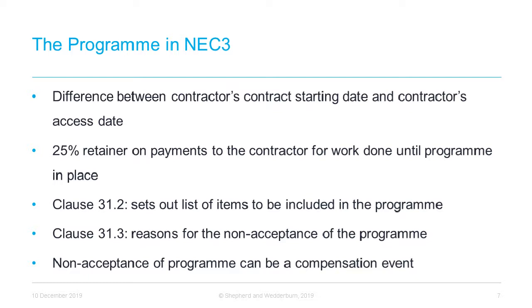This program and all subsequent programs need to be relatively sophisticated. Clause 31.2 sets out a specific and detailed list of the items that must be built into the program, which include the start date, access date and planned completion date, the order and timing of the operations of the contractor and employer, details of the resources and equipment to be used for each operation, dates by which the contractor will require access or specific information, for example design information, and provisions for float and time risk allowances.